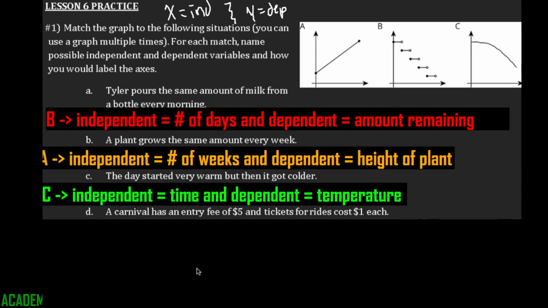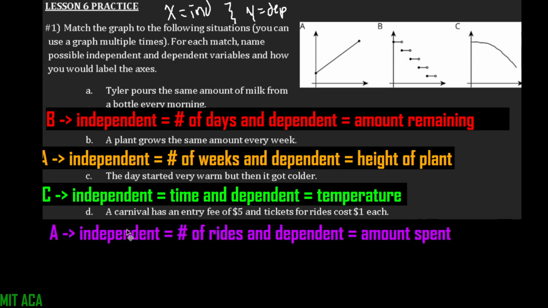And then for that last one, it says a carnival has an entry fee of $5, and tickets for rides cost $1 each. So we can say that goes with that first one, because we're saying that independent variable is going to be the number of rides, where we start out at 0, we still have to get into the carnival, so we're going to say that's going to be 5, and as we increase, our dependent variable is going to be the amount of money spent.